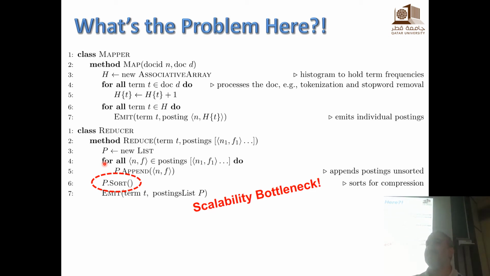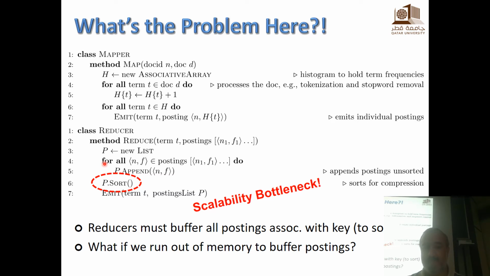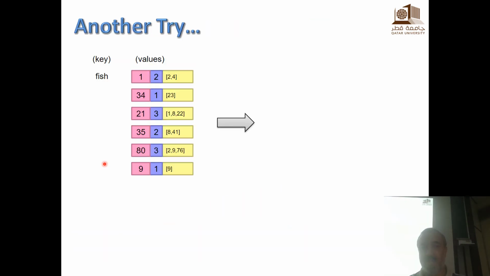Is that clear? Kanan, are you with us today? Seems like you are. Any questions? Is that clear, the problem here? So the problem is that reducers must buffer all postings associated with a key to sort, and we might run out of memory.